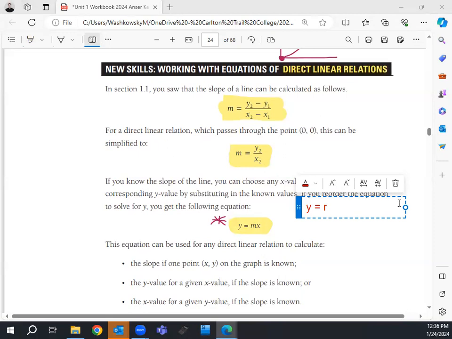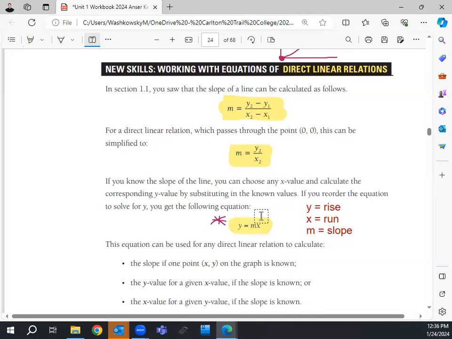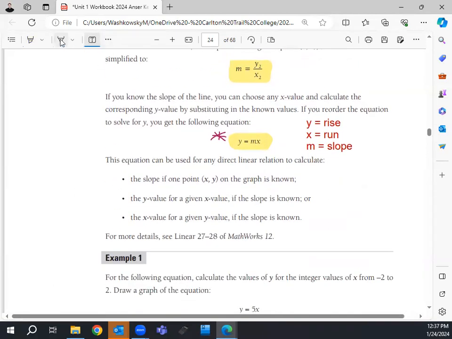It's rise, right? Rise is the y axis going up and down. That's rise. We know that x then would be run, going left and right. And we also know what m is, right? m is our slope. So none of this is actually new to us. We know what all 3 of these things mean. So we can use this equation to calculate things.